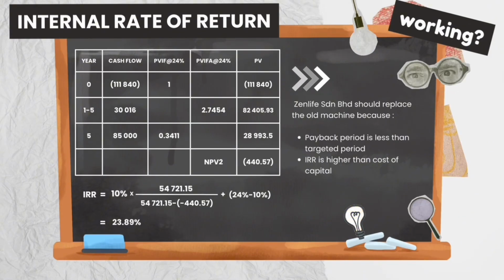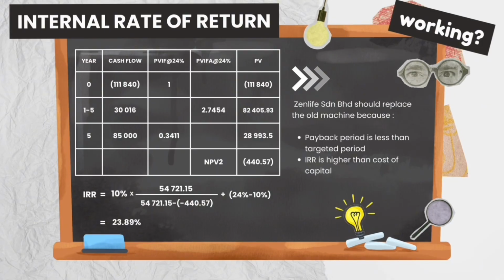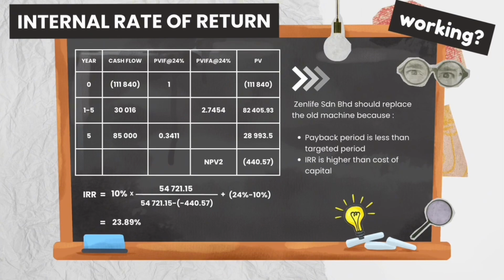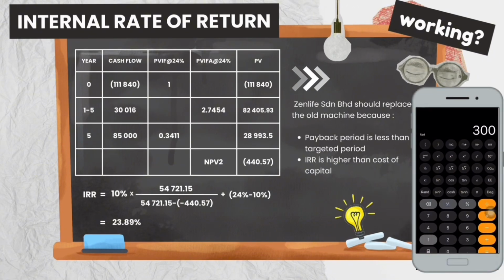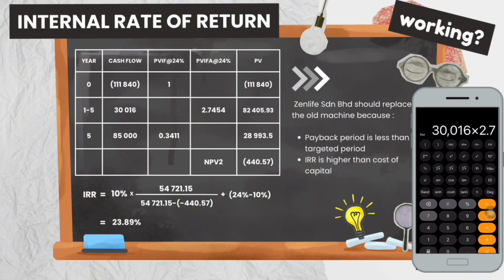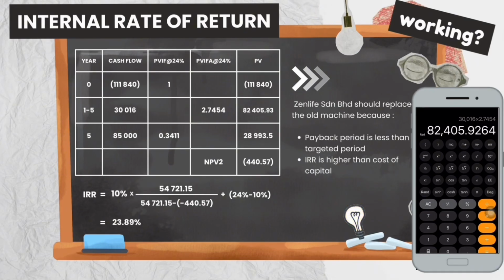At the discount rate of 10%, the net present value is positive at 54,721 ringgit and 15 cents. Next, we test a higher discount rate of 24%. Using the present value of annuity factor at 24%, which is 2.7454, the present value of the annual cash inflows becomes 82,405 ringgit and 93 cents.